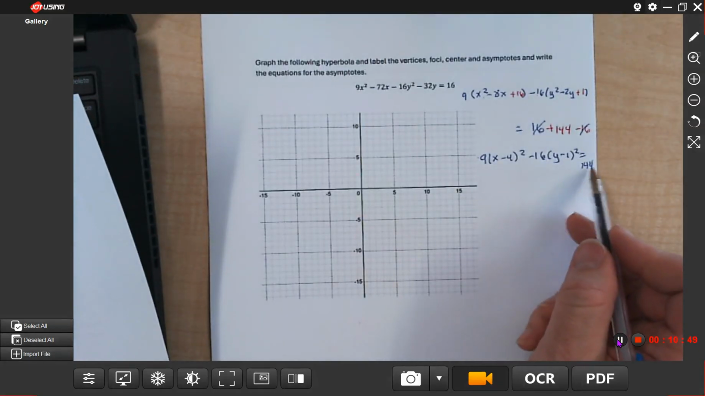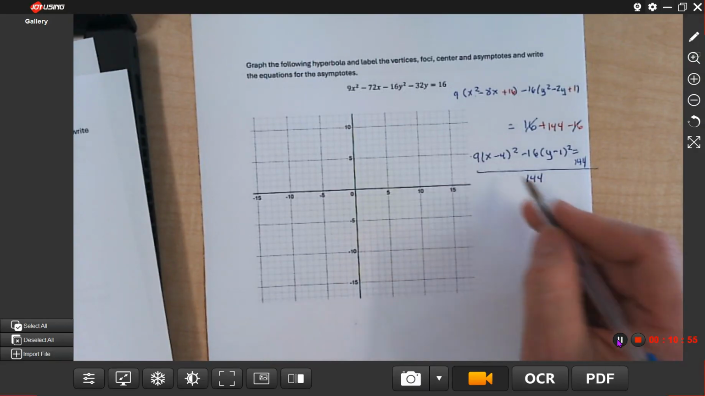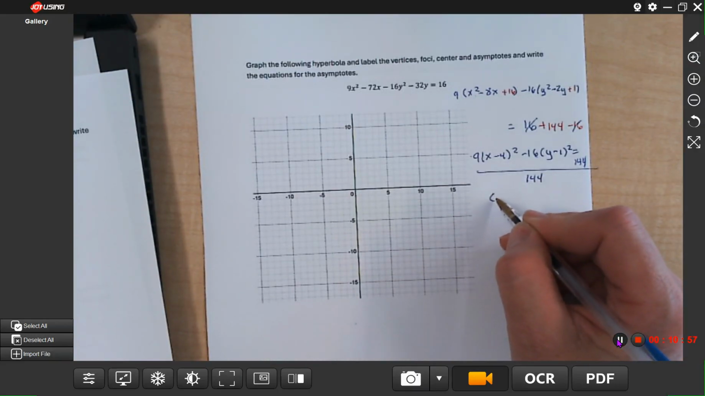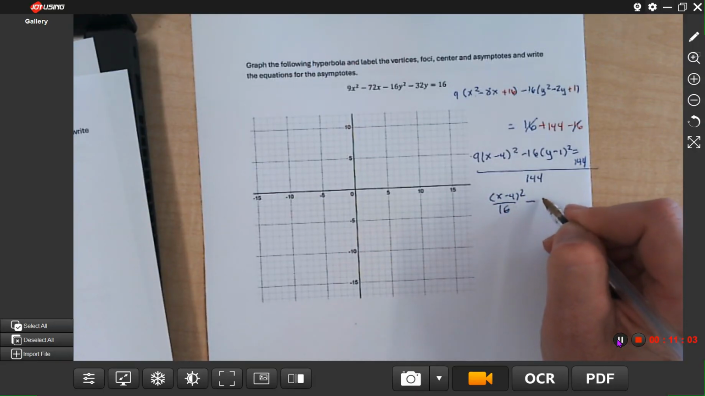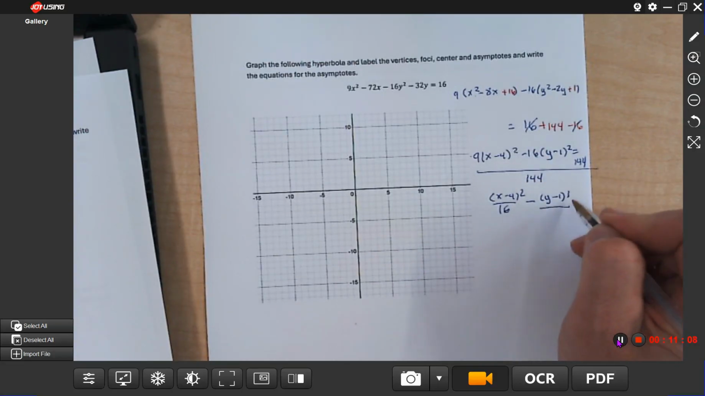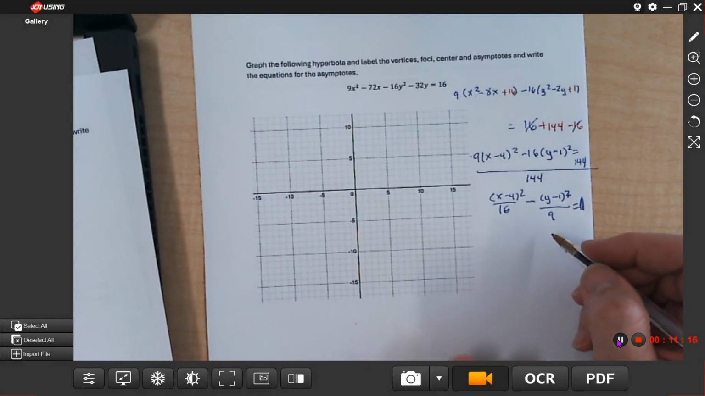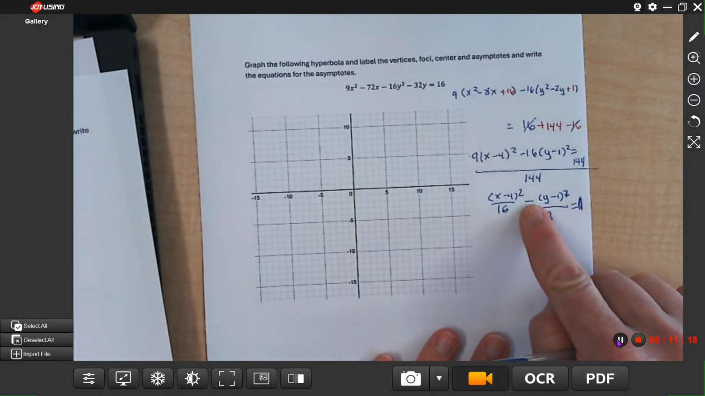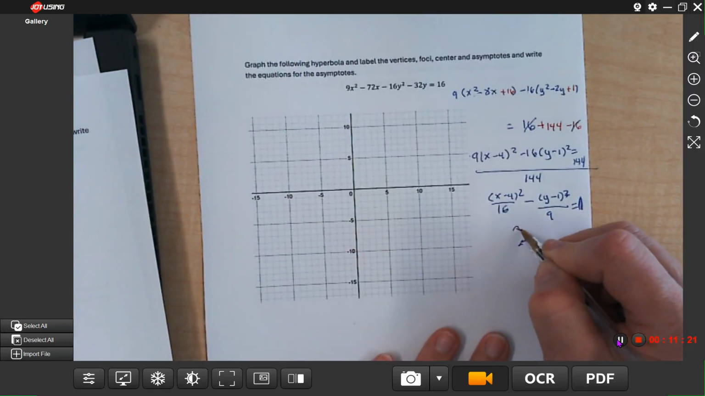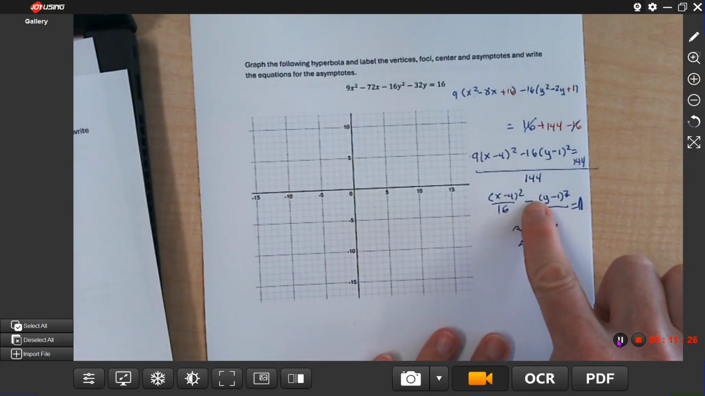We're getting closer. I want a 1 on the right, so I'm going to divide both sides by 144. 9 and 144 reduce, so we get (x minus 4) squared over 16 minus (y minus 1) squared over 9 equals 144 over 144, which is 1. Okay, great. This is a hyperbola. The y term is negative, so I know it's going to have a horizontal transverse axis, so it's going to look like that.